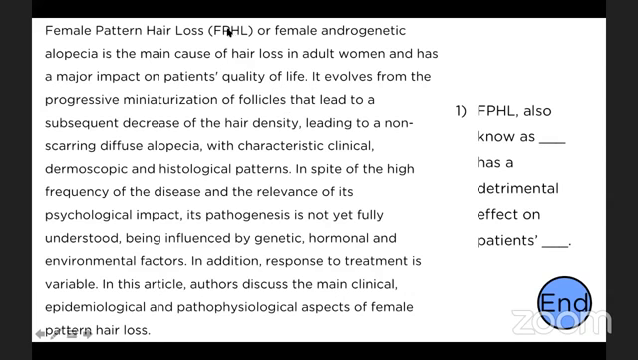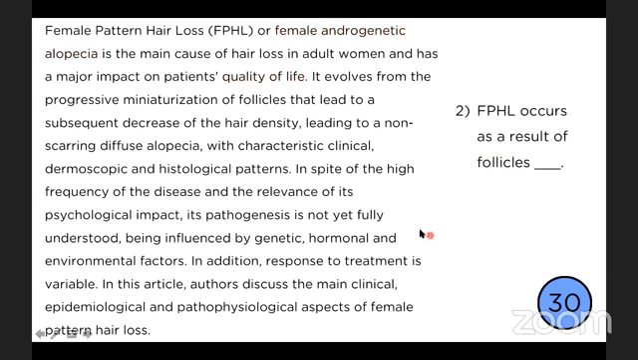Good. Okay, nice. Okay, let's have a look here. FPHL, or female pattern hair loss, or female androgenetic alopecia. I don't know how to pronounce that. So FPHL, also known as, I'm guessing that's going to be female androgenetic alopecia, has a detrimental effect on patients' what? Okay, hair loss in adult women, and has a major impact on patients' quality of life.